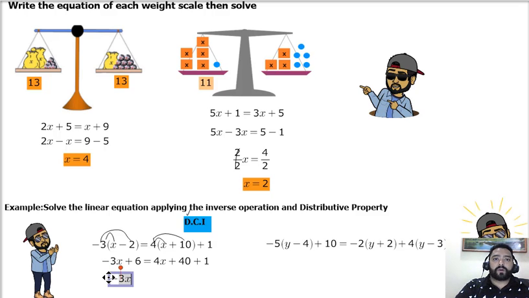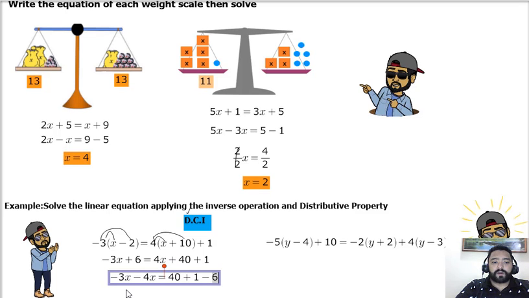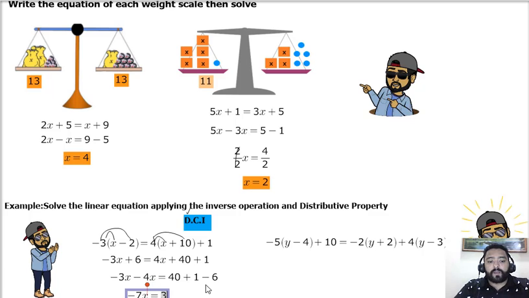The negative 3x, we copy only negative 3x because we keep it in the same position. But for 4x, transposition, so it's going to be negative 4x, equal the 40, we keep in the same place, plus the 1, and the 6, the transposition is going to be negative 6. Then you are going to have negative 3 minus 4, same signs, so we add: negative 7x. Remember the rules for integers. And here we have 40 plus 1, it's 41, and 41 minus 6 is 35. And we are going to have negative 7x equals 35.